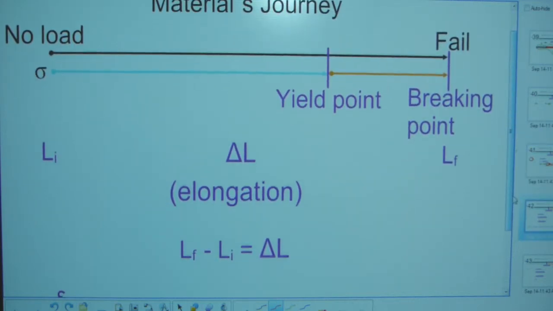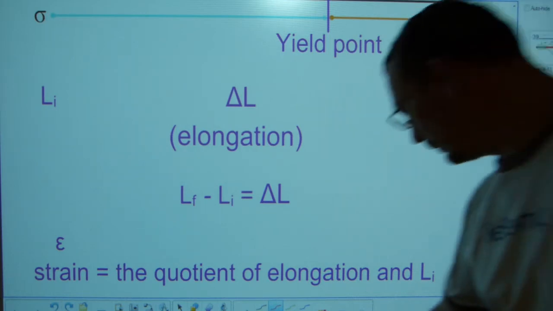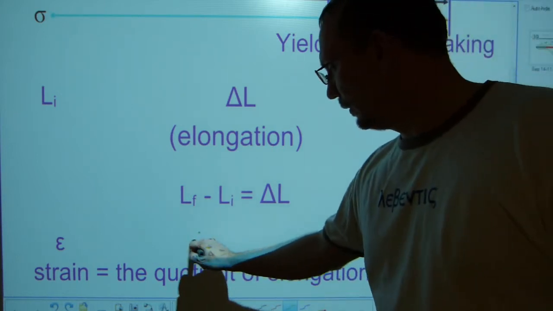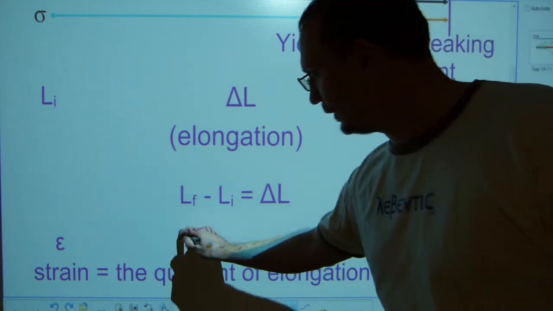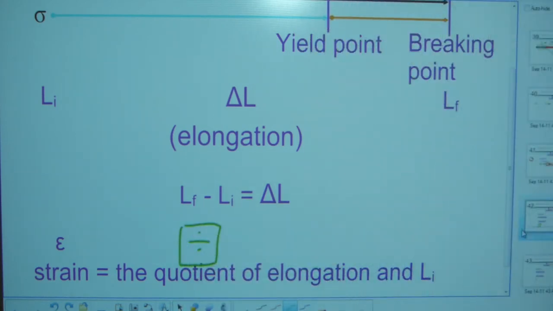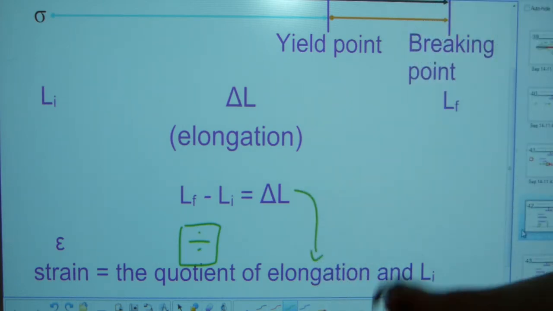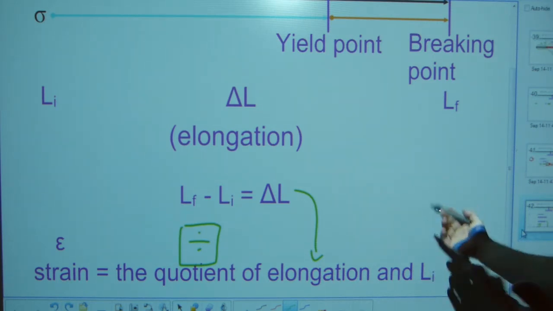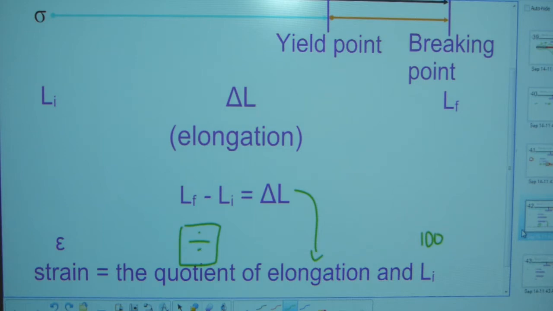Strain was mentioned in a previous video, and I gave you this definition that strain is the quotient of the elongation and initial length. What does this mean? Quotient means that it's about the business of division. Something will be divided, so you need to be pressing the division button on your calculator. Elongation was just discussed, that's delta L. And length initial was also pretty clear, in this case it was 100. That's the length of material at rest before any load or any stress is placed on it.